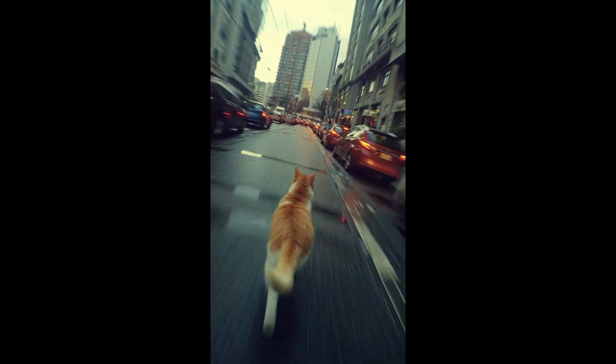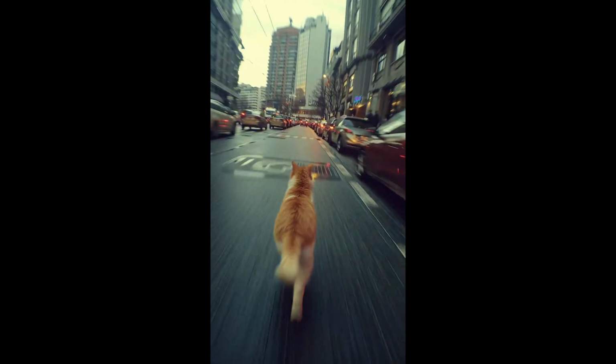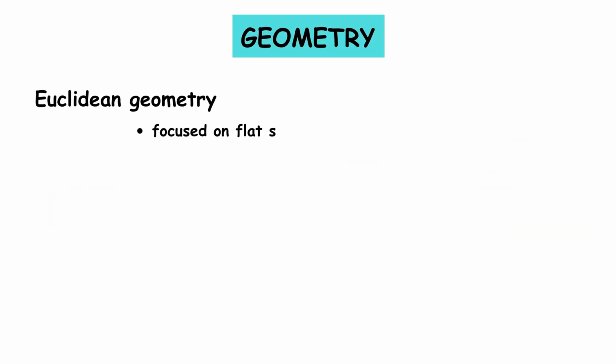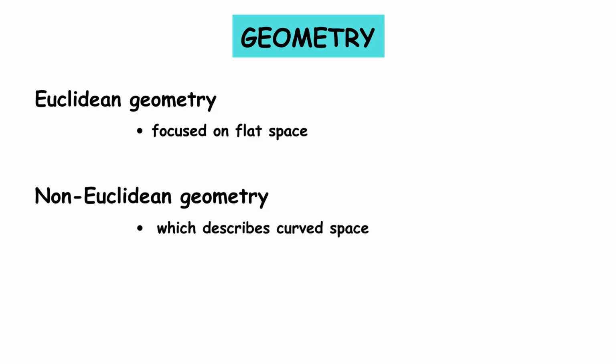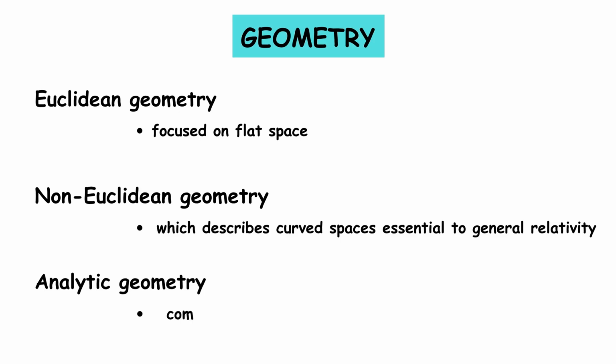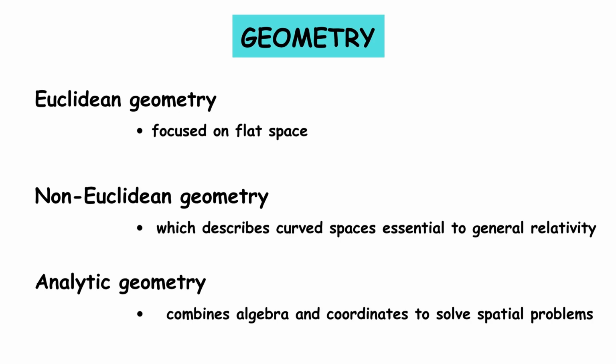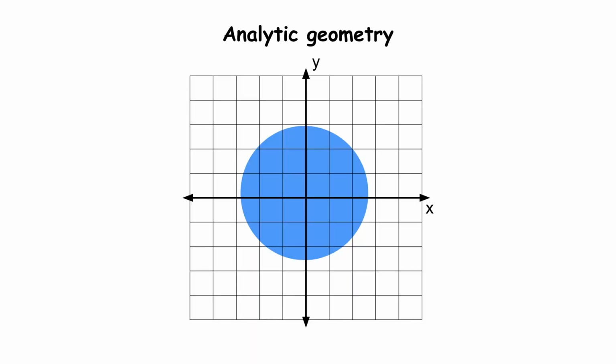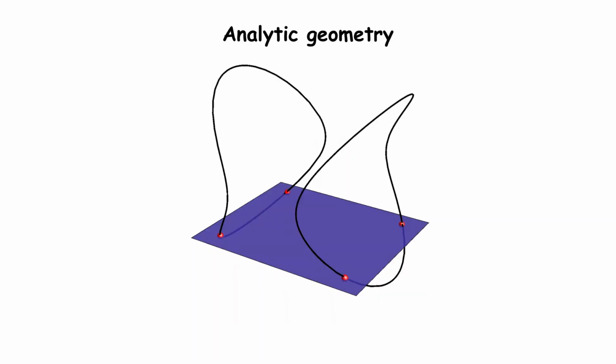Now back to geometry and its sub-branches. It includes branches such as Euclidean geometry, focused on flat space, and non-Euclidean geometry, which describes curved spaces essential to general relativity. Analytic geometry combines algebra and coordinates to solve spatial problems, covering everything from the study of lines, circles, and conics to surfaces, polar coordinates, parametric equations, and curves in space.